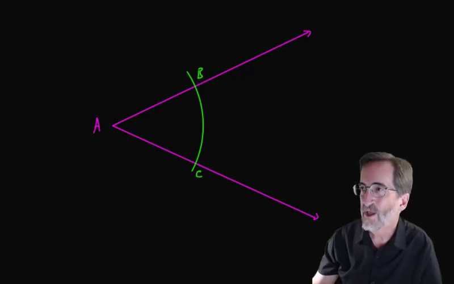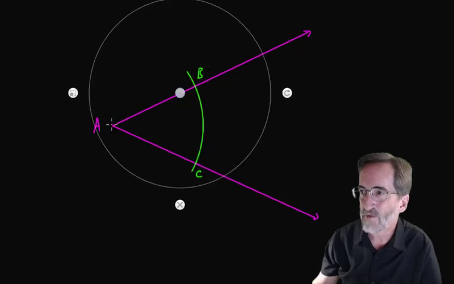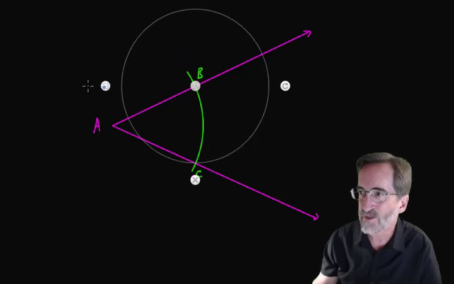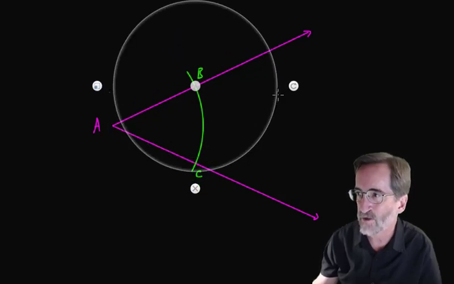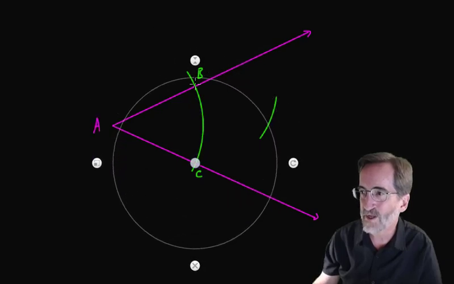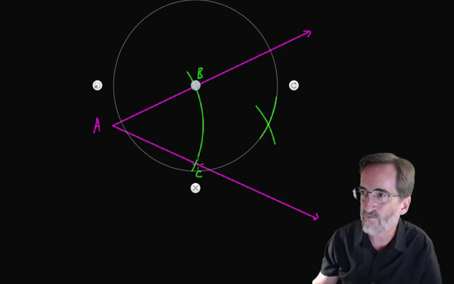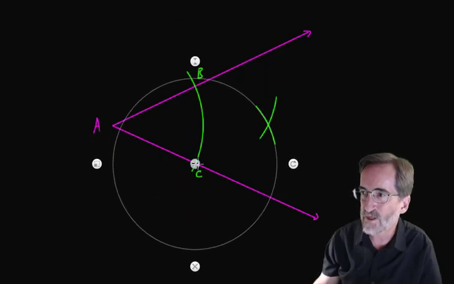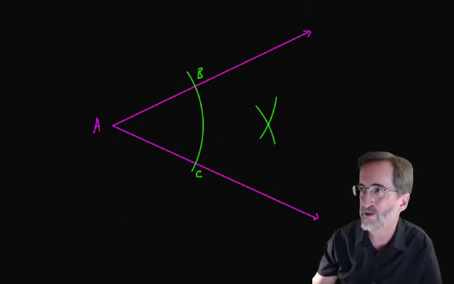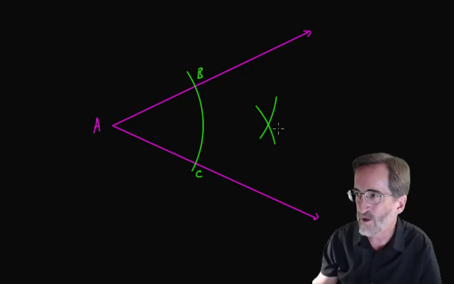And now I'm going to put my compass on point B. At this point it is okay to change the compass setting. I'm going to change it to about here. I'm going to draw a circular arc in the interior of the angle. And I'm going to keep that same compass setting and put my compass point on C and draw an arc that intersects the last one. It's very important that the arc from B and the arc from C use the exact same compass setting. If you don't, you won't get a bisector, you'll get something else. I'm going to label the intersection point E.